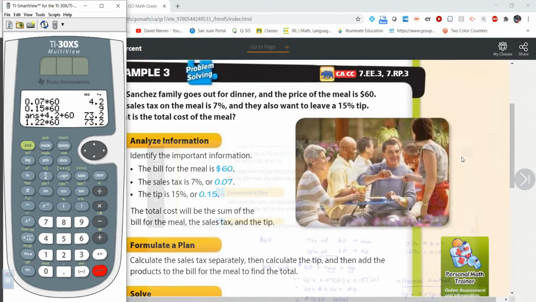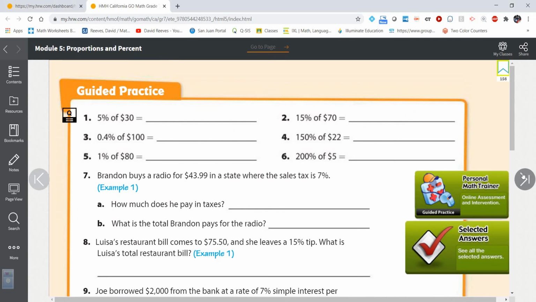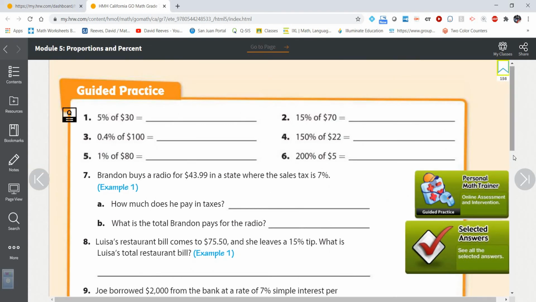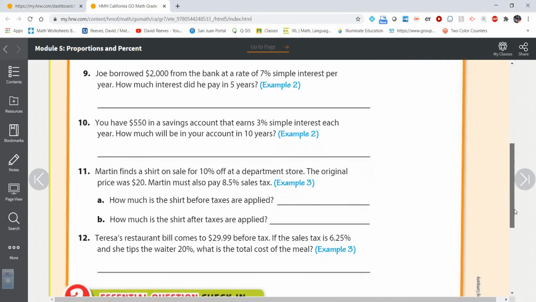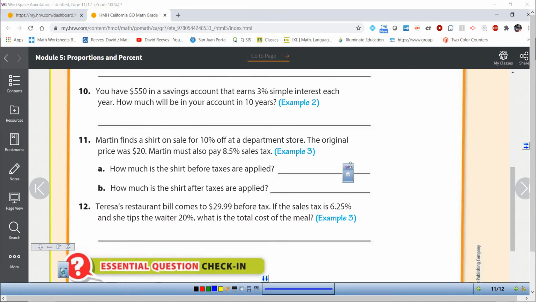All right, okay, let's do one more problem with tips and tax. I believe it's number 11 I was going to do. Let me see if number 11 is the right one. All right, so in this case, it's not tax and tip. We have a sale, but it's a similar type of problem. All right, here we go.